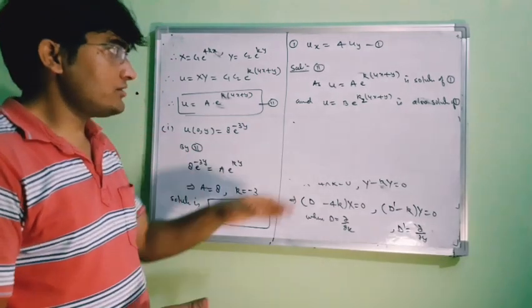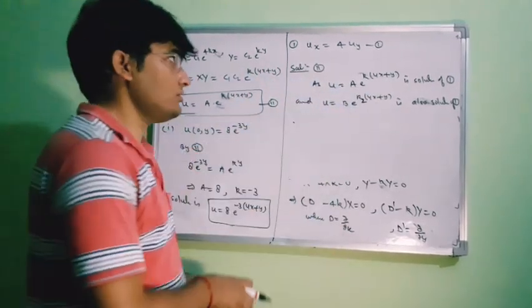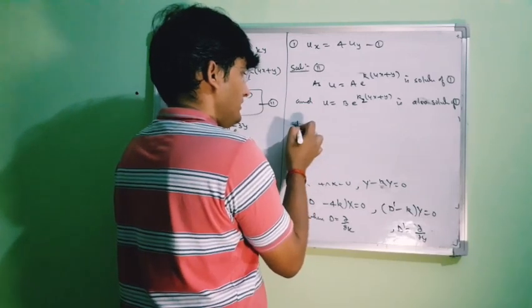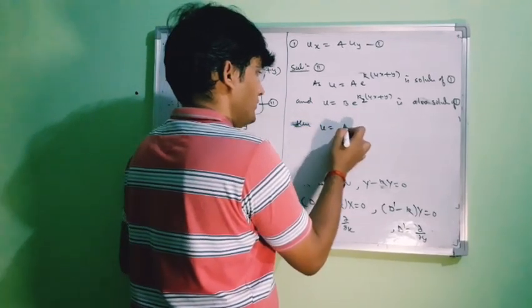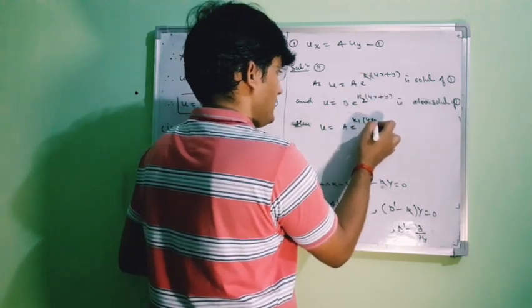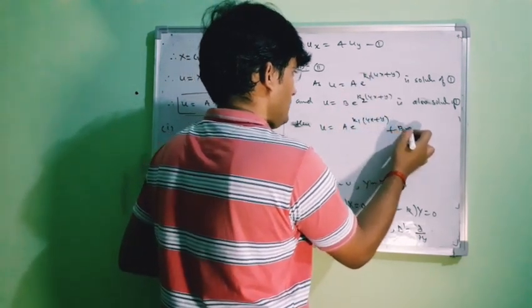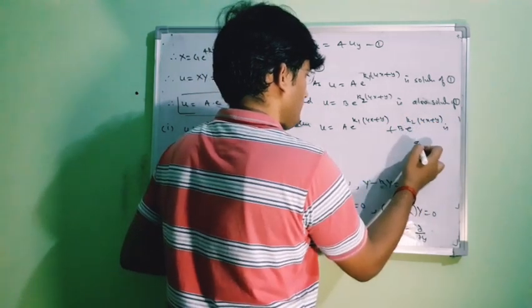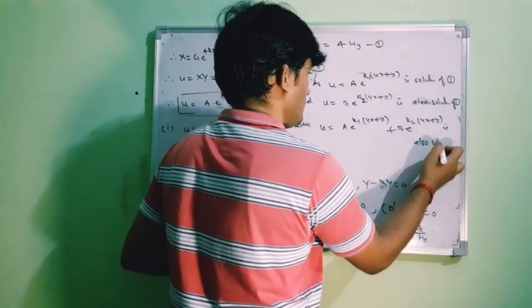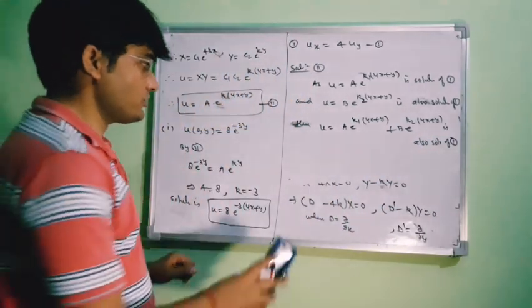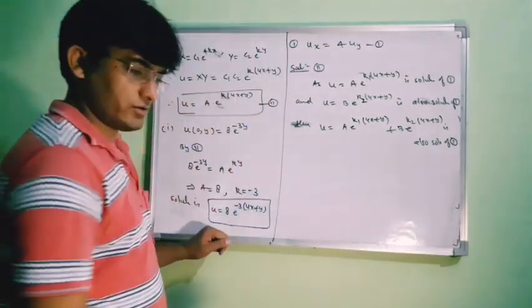Now as we know that the sum of two solutions is again a solution of this one, hence let u equal to a e to power k1 (4x plus y) plus b e to power k2 (4x plus y) is also a solution of equation number 1. Now if this is your solution of equation number 1, then use the boundary condition.